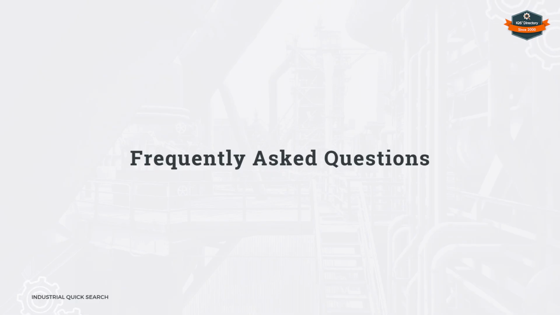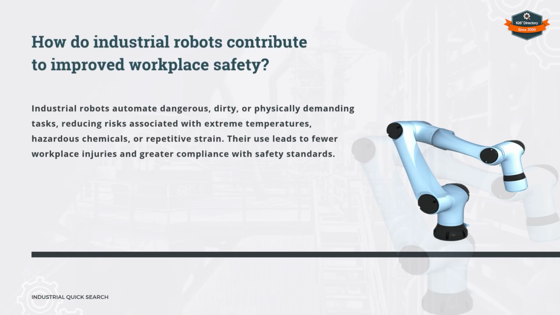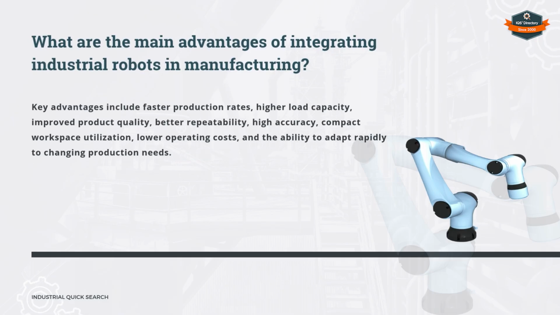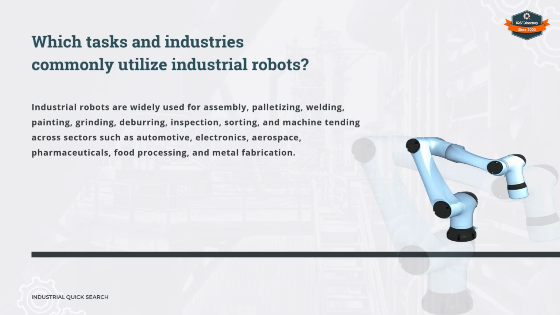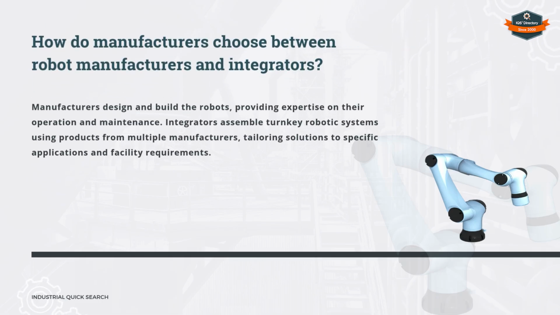Frequently asked questions. What distinguishes industrial robots from collaborative robots? How do industrial robots contribute to improved workplace safety? What are the main advantages of integrating industrial robots in manufacturing? Which tasks and industries commonly utilize industrial robots? What role do industrial robots play in high-mix, low-volume production environments? How do manufacturers choose between robot manufacturers and integrators?